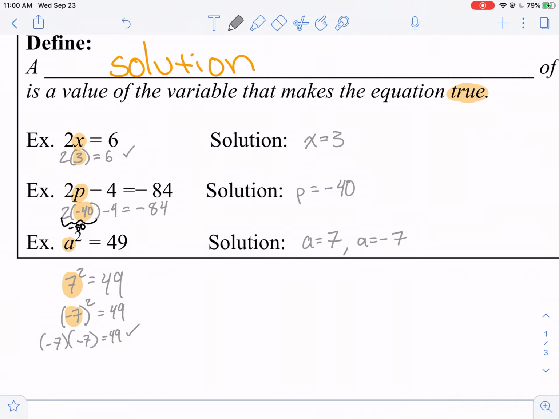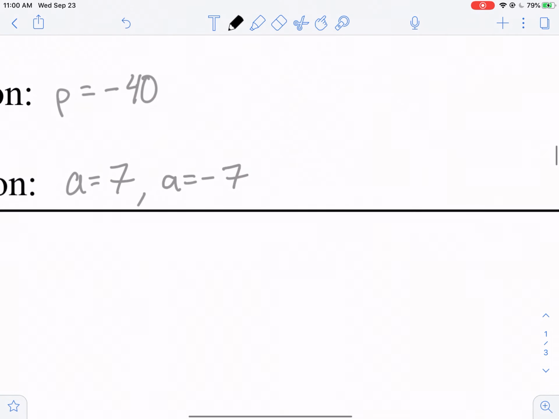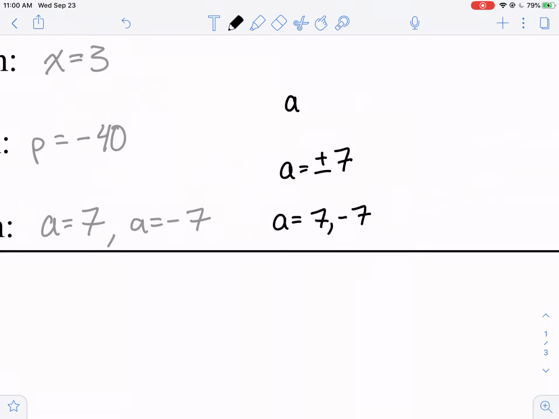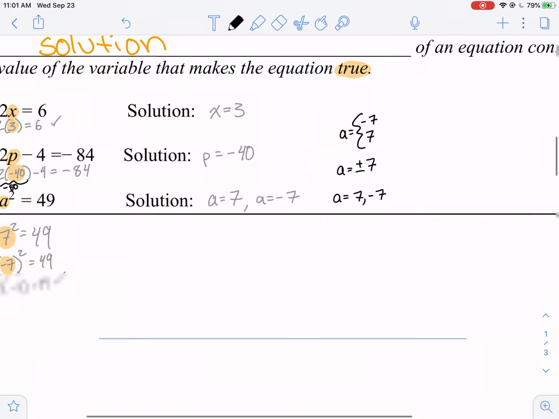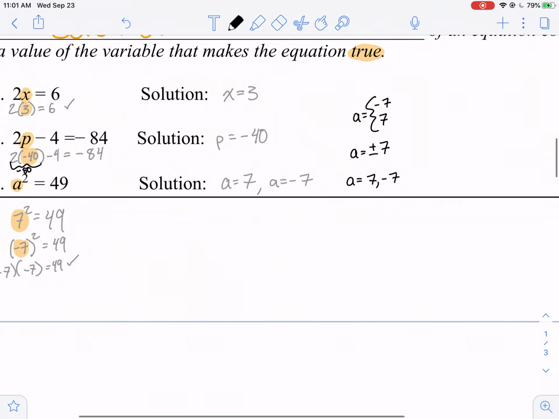By the way, you can rewrite this as a equals 7 and negative 7, if you want to save time. You can even say a equals plus or minus 7. That's the same thing. Or you can say a equals negative 7 and 7. Those are all fine. They all totally work. These are all the same thing.